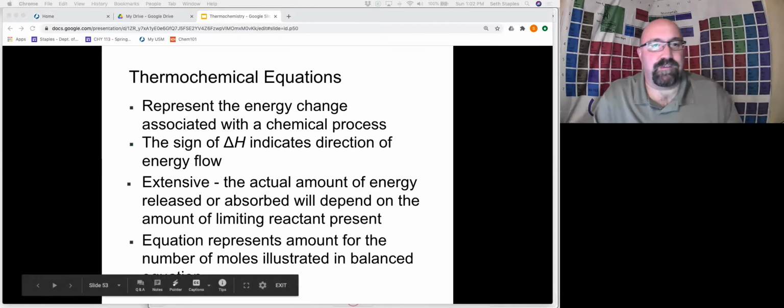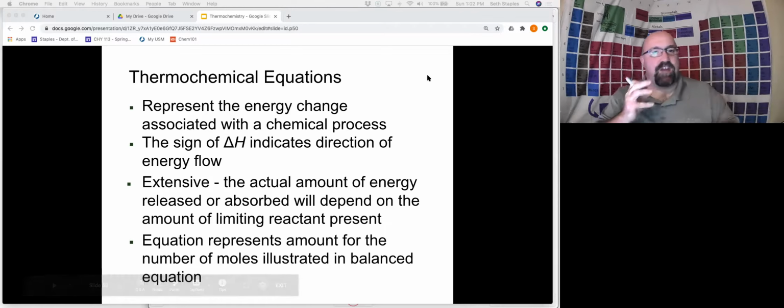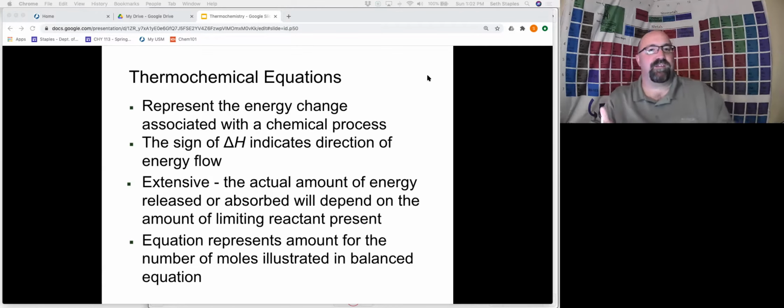That's better. So a thermochemical equation represents the energy change associated with the chemical process. Our sign of delta H will indicate our direction of energy flow. Is it an endothermic or an exothermic process? And the delta H listed, our enthalpy change for a reaction, is extensive.